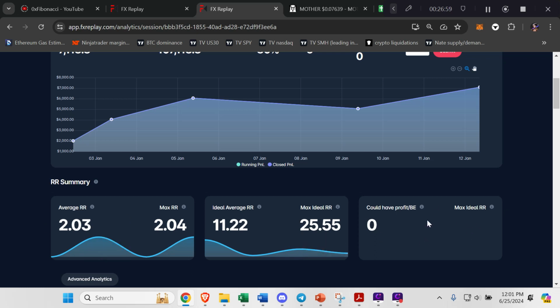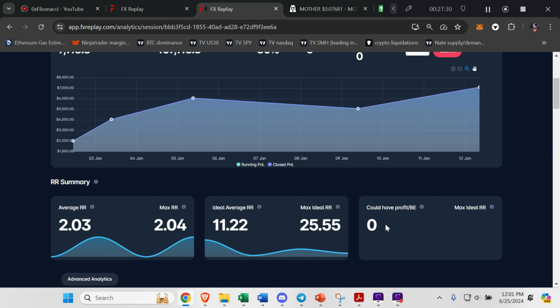So there were no trades in this case, so this could have profited or break even. It basically tells you how many trades went above, I believe the threshold's 1.2 R, and then reverted back to a loss. And you really don't want to see a high number of these relative to how many trades you tested, because if you see a lot of these that kind of came back on you, it might tell you that your take profit is a little too aggressive.